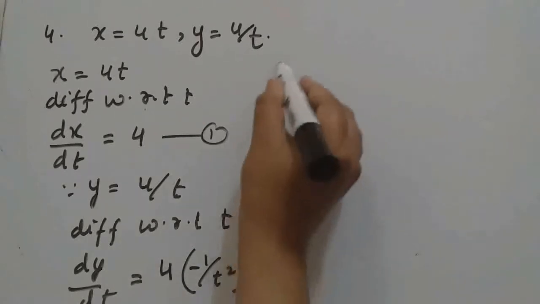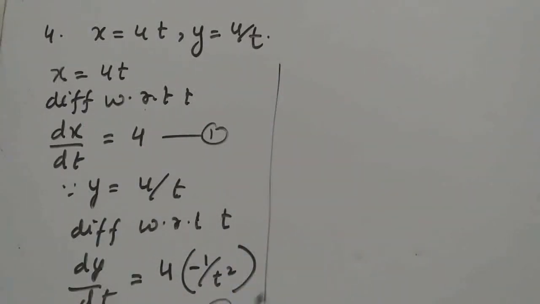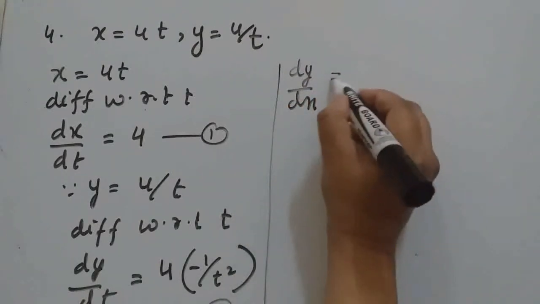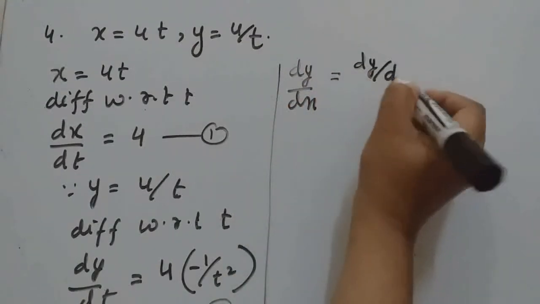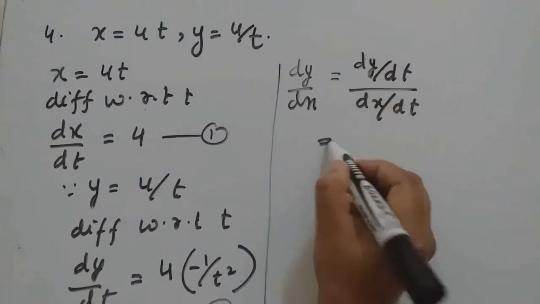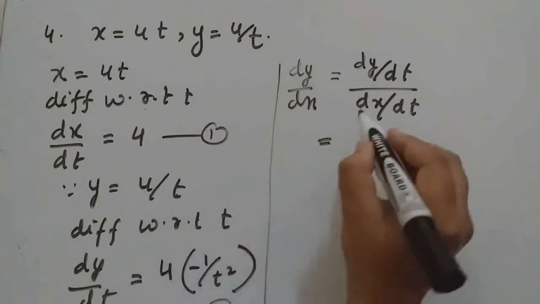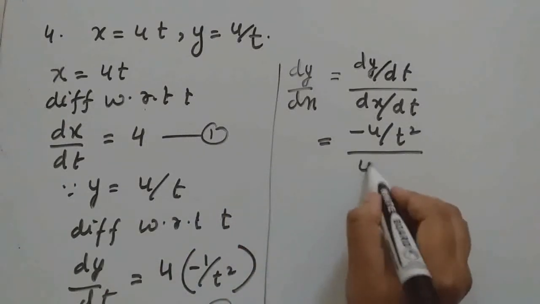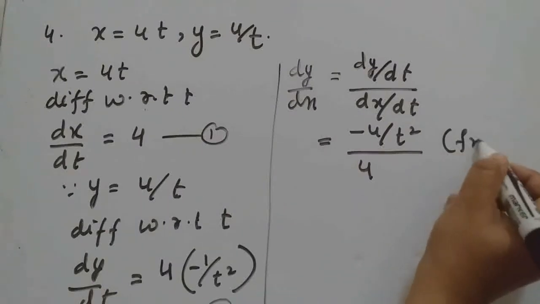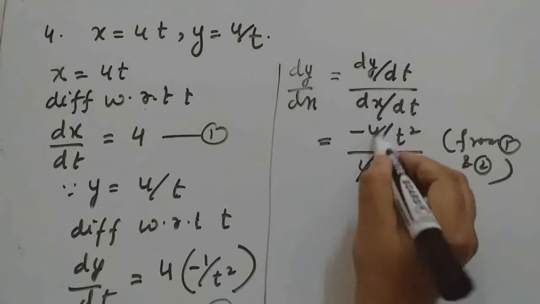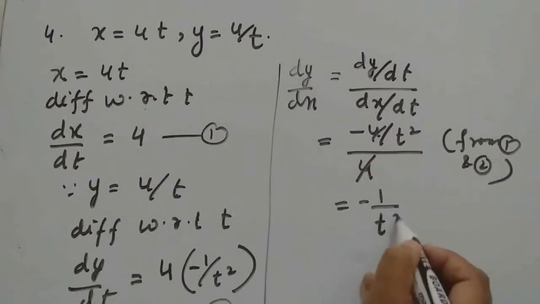So dy by dt is equal to, see 4 is the coefficient, the derivative of 1 by t is minus 1 by t square. Equation 2. So dy by dx is equal to dy by dt divided by dx by dt. dy by dt is minus 4 by t square, dx by dt is 4. From 1 and 2 we can write, 4 cancel. So the answer is minus 1 by t square.